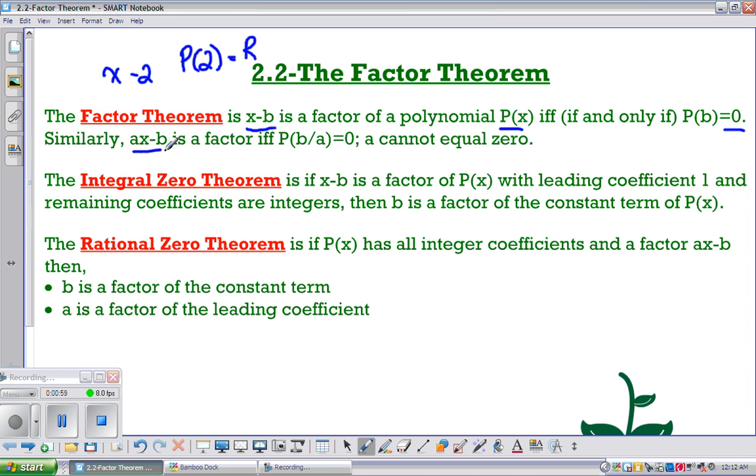Or similarly, if ax minus b is your factor, then if you were to substitute b divided by a, the remainder should also be 0. Now noting that a in this situation cannot be 0.